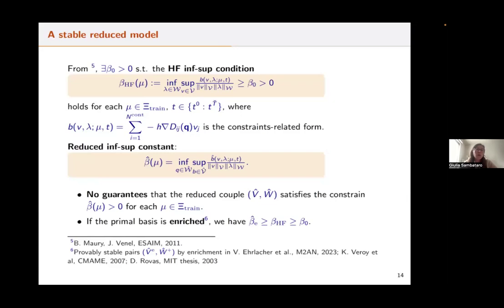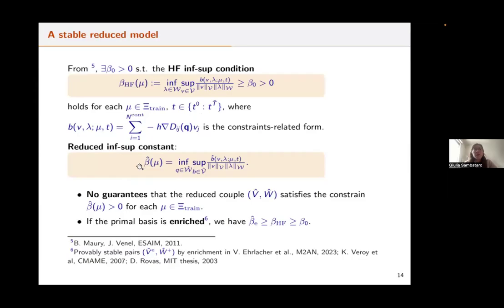Okay, in the construction of the reduced order model, we should also discuss stability. In the reference that I cited here, in which they proposed the model, the authors were able to guarantee the existence of a positive constant beta 0, such that the high fidelity inf-sup or LBB condition is satisfied for all the training points and all the time steps, where this form B is associated with the constraint matrix. Then once we introduce the reduced basis approximation, we should also compute the reduced inf-sup constants.